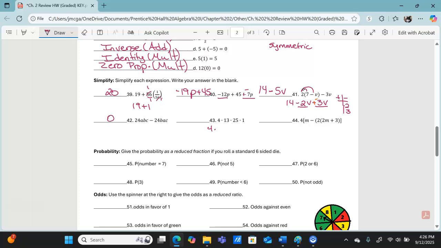On this one, let's rearrange things. Do go ahead and show your rearrangement. So we're going to have 4 times 25 is 100, and 13 times 1 is 13. And so this is going to be 1300.